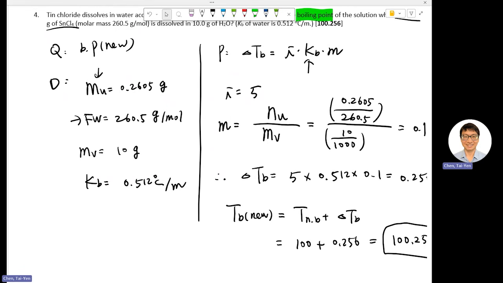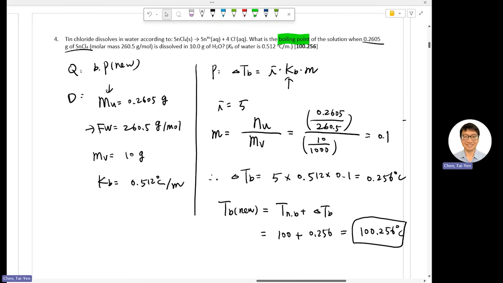Be careful, here it's not actually about the change of your boiling point. Instead, it's about the new boiling point. Therefore, it is 100 plus the change of the boiling point to get your final answer. So that is how you solve question number 4. Any questions for this?